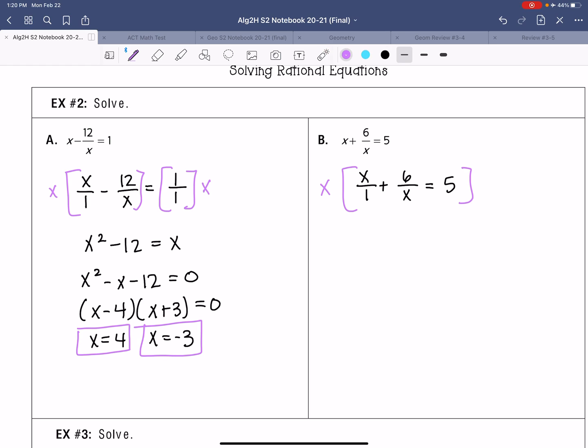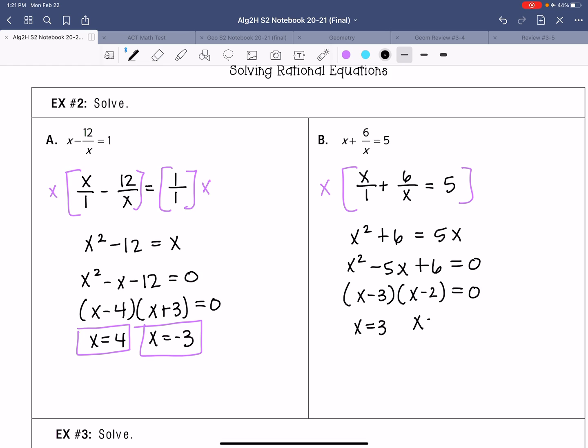So this first one, I'm going to get x times x gives me x squared. x times 6 over x, the x's will cancel, so I'll get just a plus 6. And then x times 5 will give me a 5x. Again, quadratic, we want it to equal 0, so we're going to have x squared minus 5x plus 6 equals 0. Factor, I'm going to get x minus 3 and x minus 2 equals 0, because negative 3 times negative 2 is positive 6. Negative 3 plus negative 2 is negative 5. Solve it, I get x equals 3 and x equals 2.